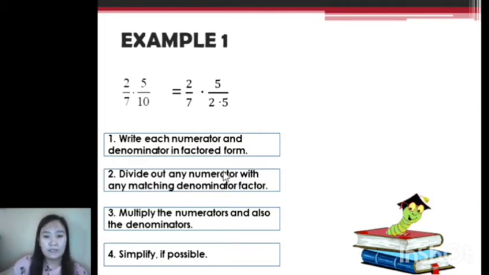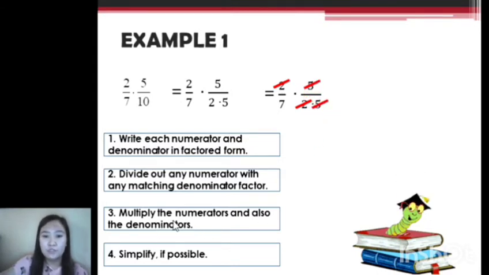Moving on to the second step, which is to divide out any numerator with any matching denominator factor. So you must look for matching factors in the numerator and in the denominator. So obviously we have 2 and we also have 5.